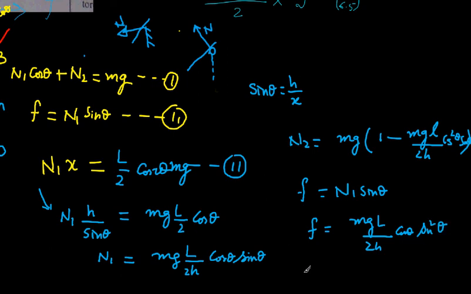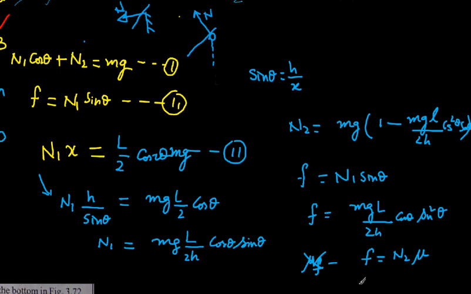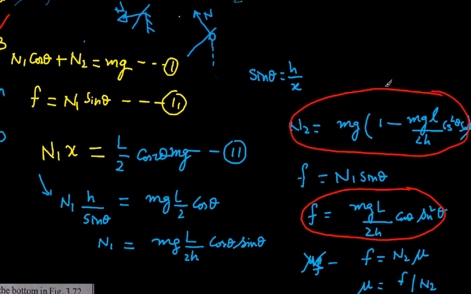Now we need to find out the mu. F is equal to mu N2, this is wrong earlier. F is equal to N2 mu, and then mu should be equal to F by N2. We have F, we have N2, just put it here, you will get the result. F by N2 should be mu. This is what we are required to find out. Okay, see you in the next.